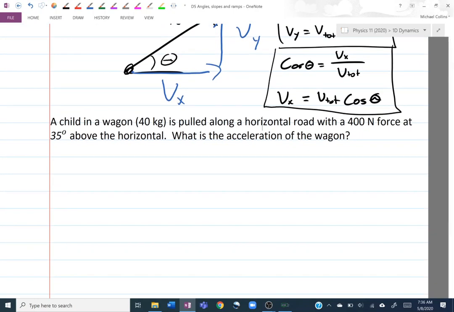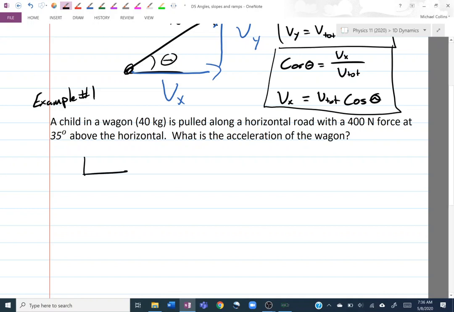Let's look at an example that is a dynamics example. We can write example 1 here if we want. A child in a wagon is 40 kilograms and is pulled along a horizontal road with a 400 Newton force at a 35-degree angle above the horizontal. What is the acceleration of the wagon?